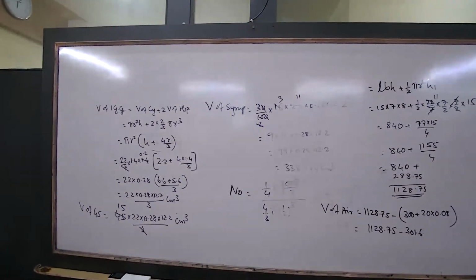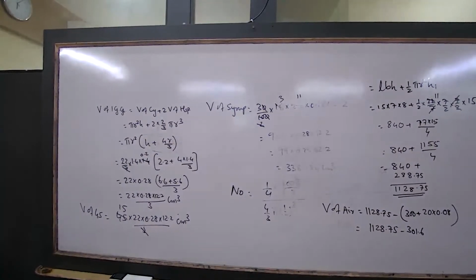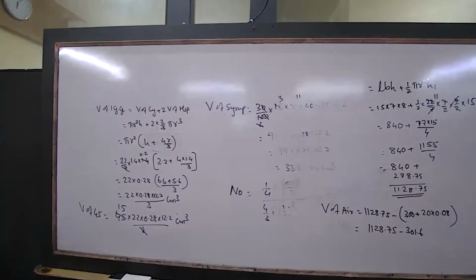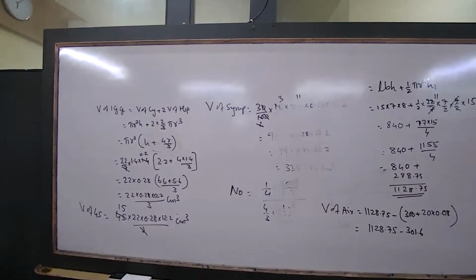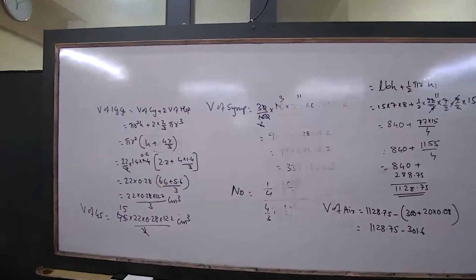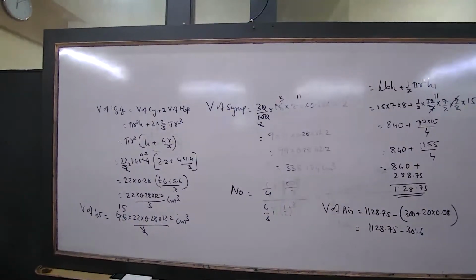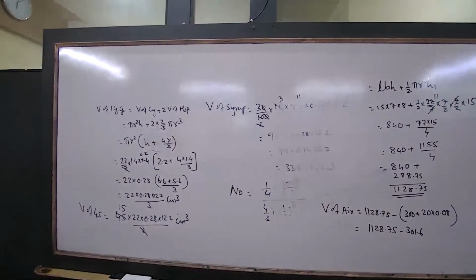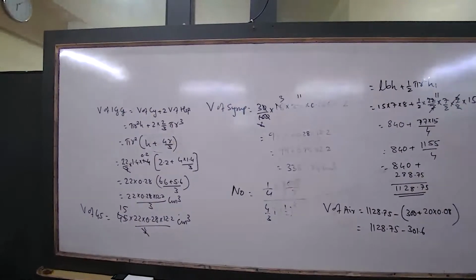Question 9. A cylindrical tank of radius 3.5 meter and height 8 meter is connected by a cylindrical pipe of internal diameter 10 centimeter.